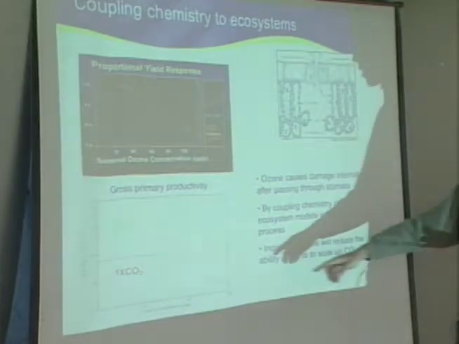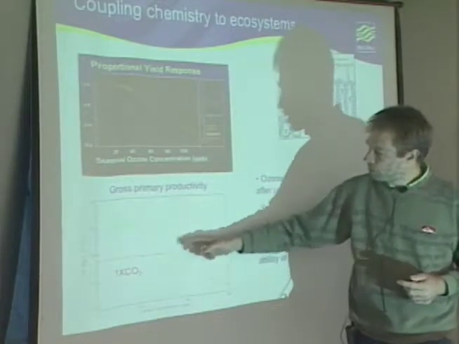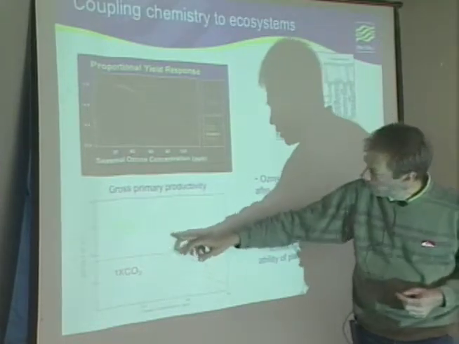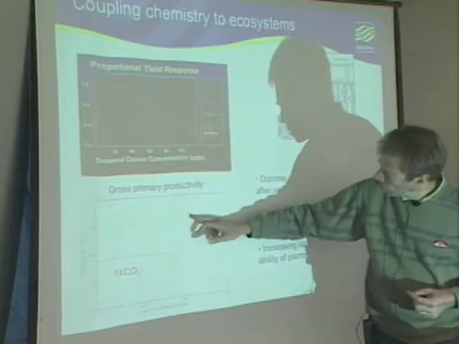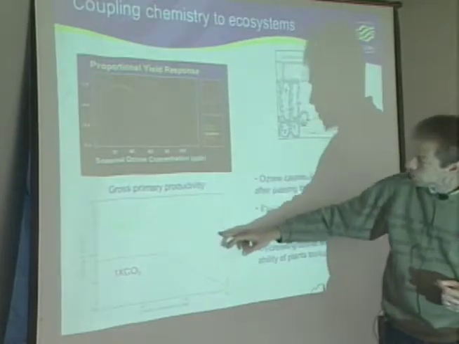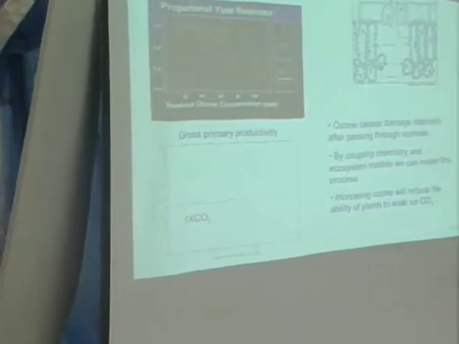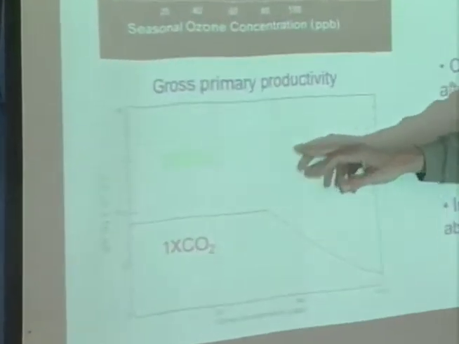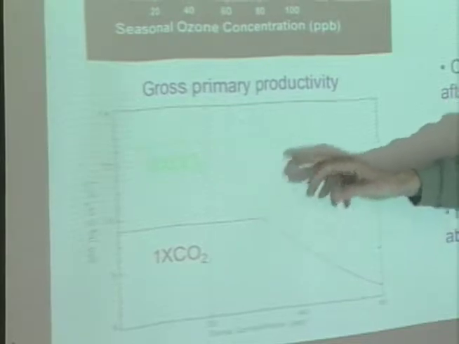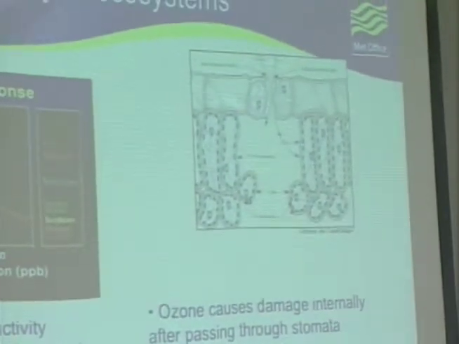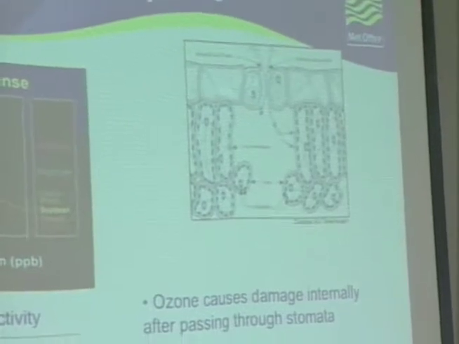What's important to note is that CO2 has a mitigation effect. You see that the start point here, where the ozone isn't good for the plant, is higher under 2 times CO2 than under 1 time CO2, and that's because of the stomatal closure at higher concentration of CO2, so the ozone effect is less.